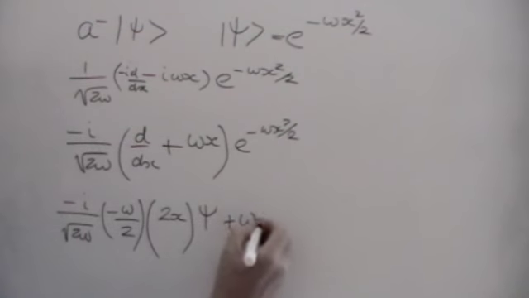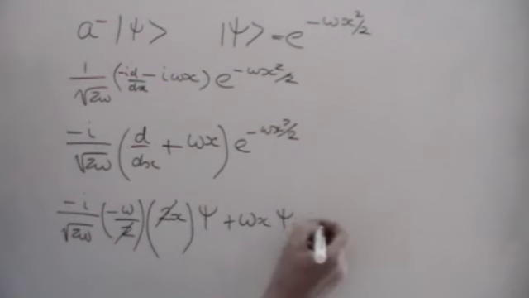That's this term here. First we'll do the differentiation. d by dx of this term here firstly brings down the minus omega over 2, then it brings down the 2x, and then it just leaves this term, which of course is psi, plus omega x times psi. But look at this, the 2's cancel, and I've got minus omega x psi plus omega x psi. Well, that's 0. Nothing.